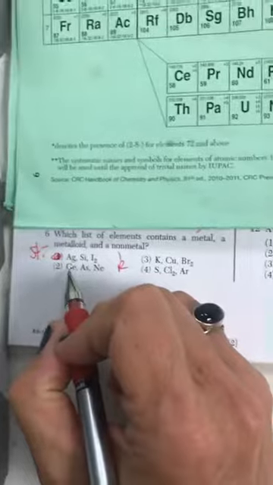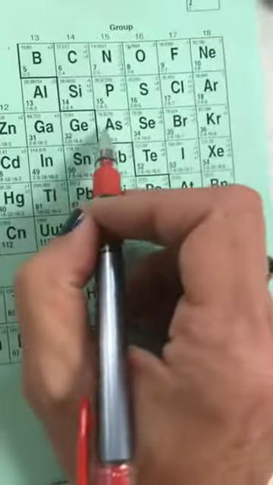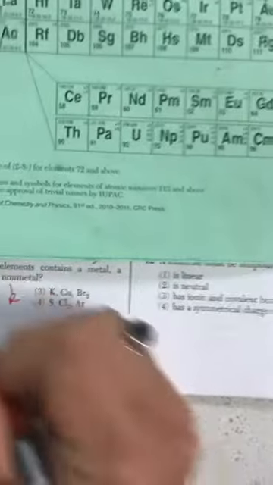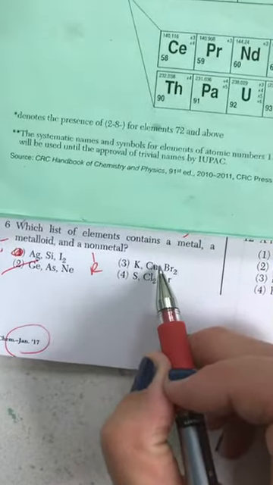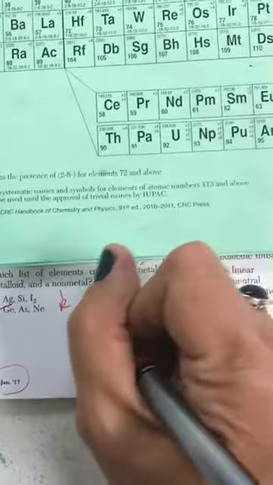So that's my answer. If I go through these other choices, Ge and As are both metalloids. Neither one's a metal, so I cross that one off. This one, K and Cu, potassium and copper, those are both metals.